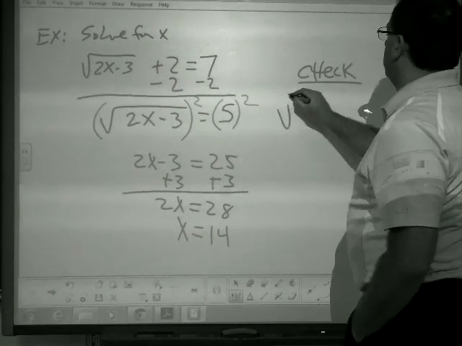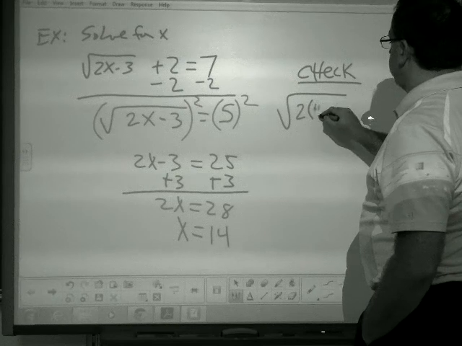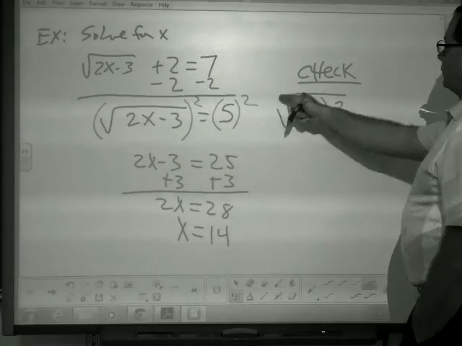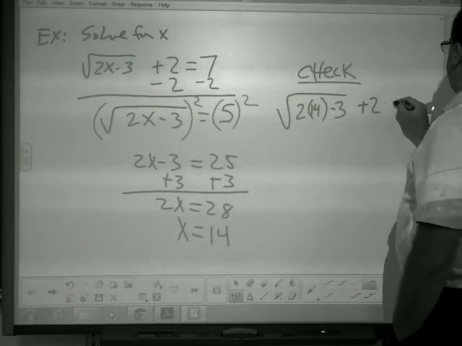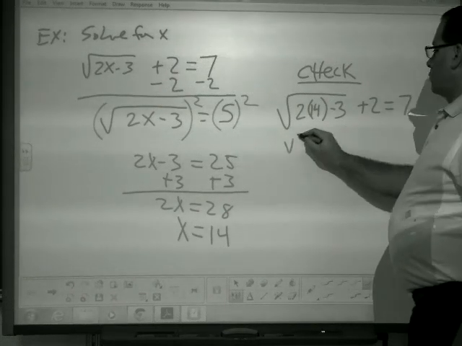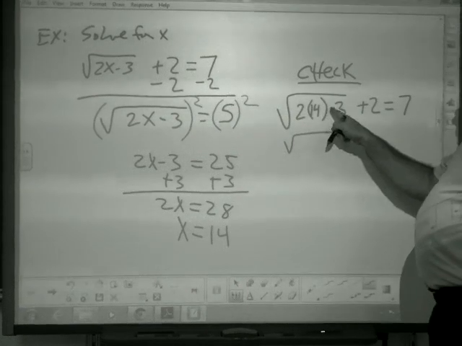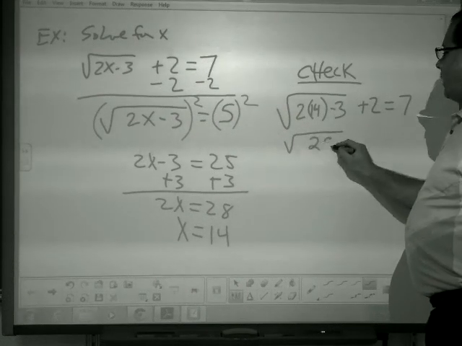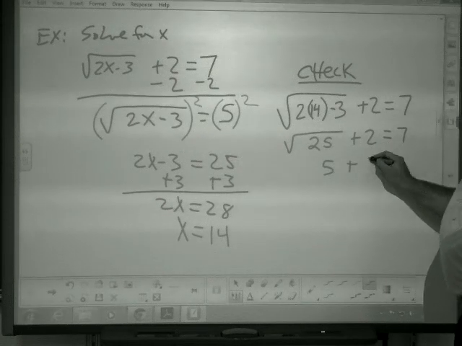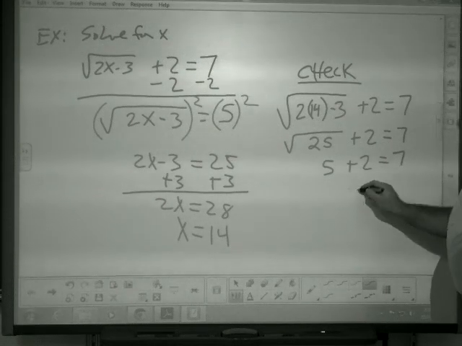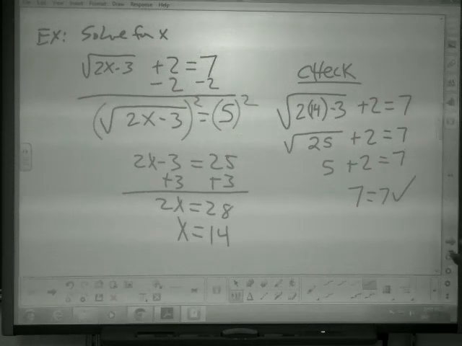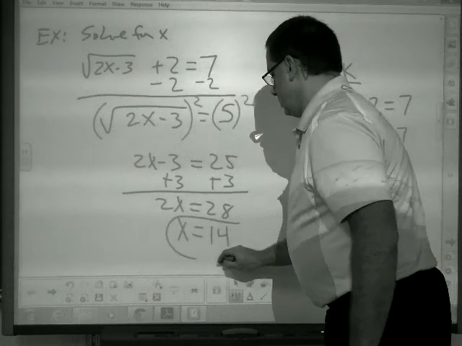So the square root of 2 times 14 minus 3, all under the square root, plus 2 equals 7. I need to get this side to say 7. So the square root of 14 times 2 is 28, minus 3 is 25. Square root of 25 is 5. And 5 plus 2 is 7. Checks. So my answer's good. Circle it.